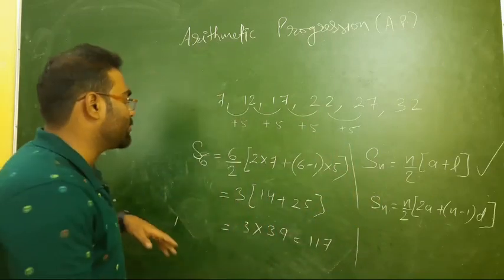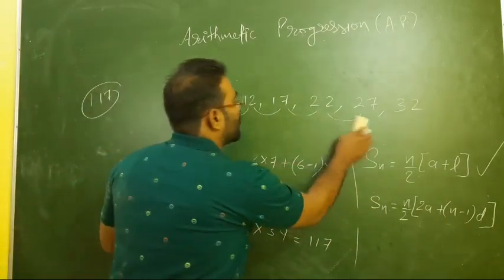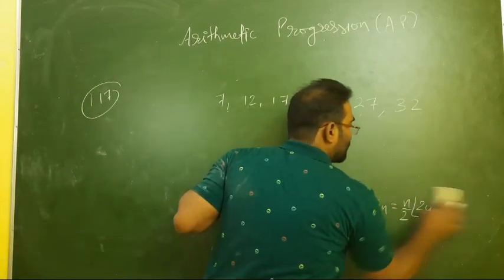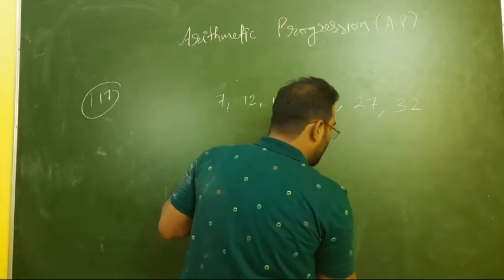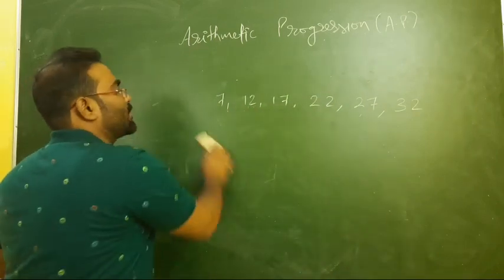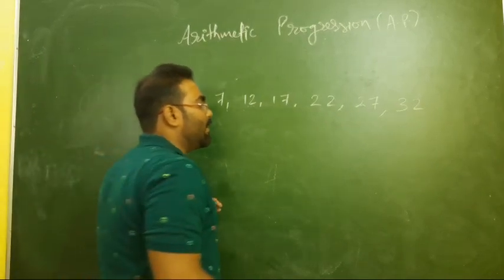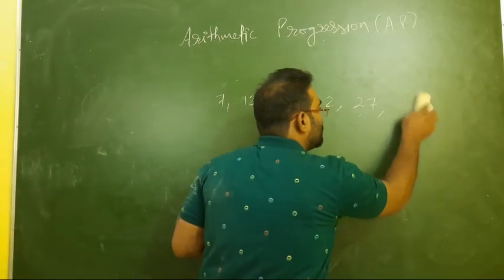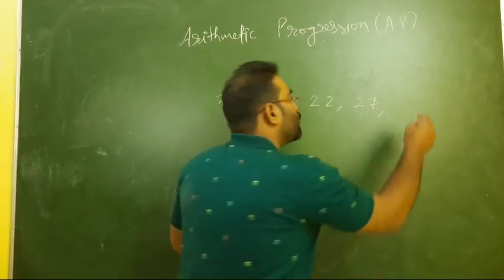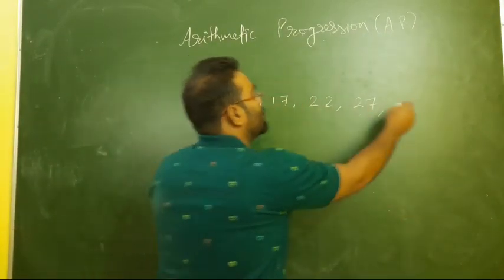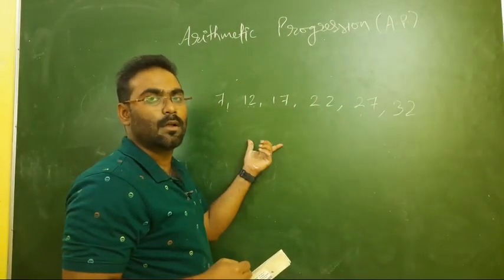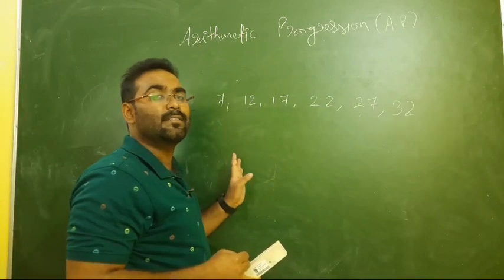Now I'll tell you one more thing with the same series, because if I keep the same series in all the formulas, it will be easier for you to understand the concept. Let's say we have this term missing, and we have to find how many terms are there. How many terms are here till here? 6 terms.